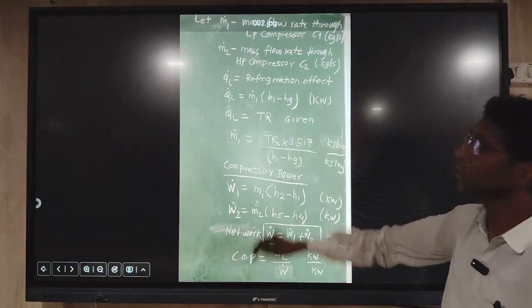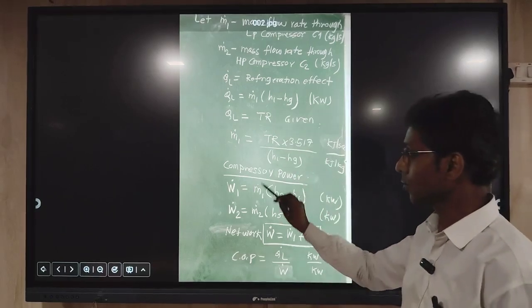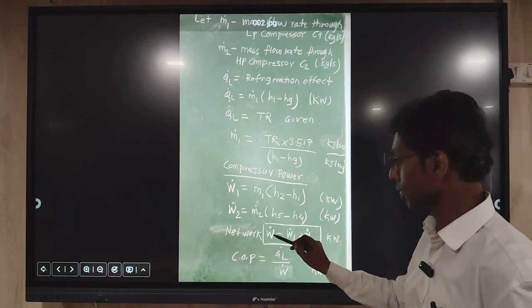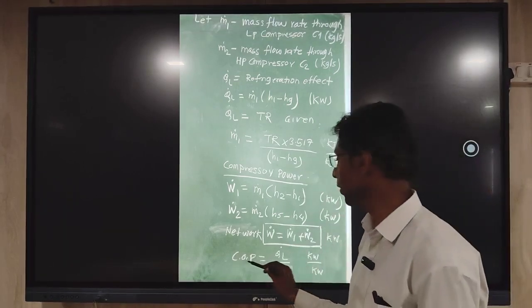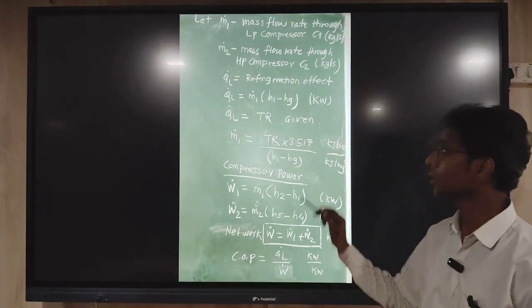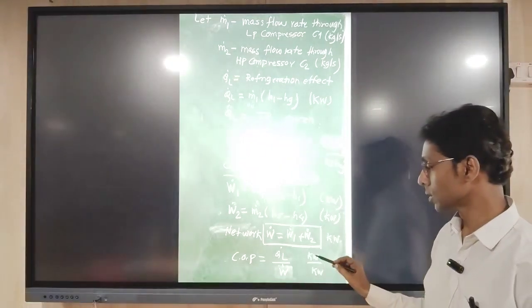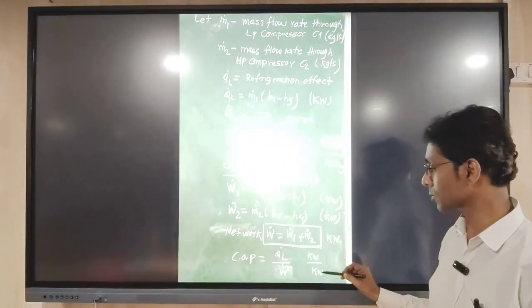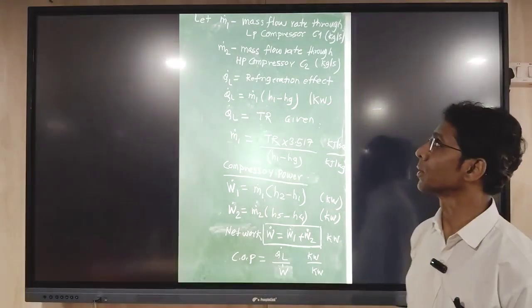This will also be in kilowatt. This is the output, and compressor power is the input. So the ratio of output to input is called COP, coefficient of performance, and it is equal to what? Q dot L divided by total power. So in the numerical you can solve this by using this formula and you can find the COP.